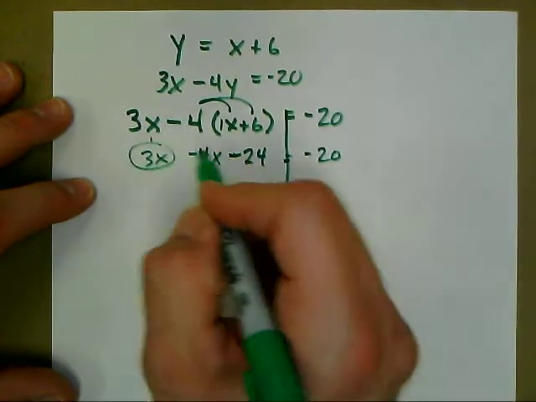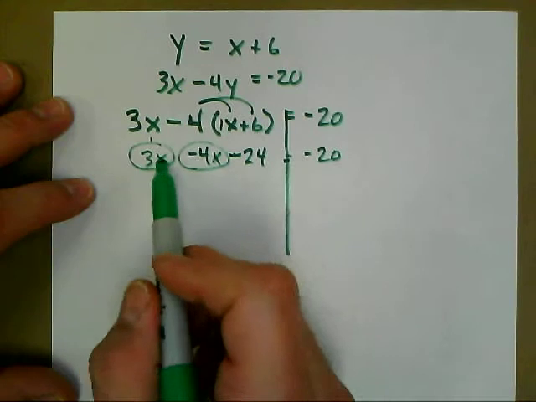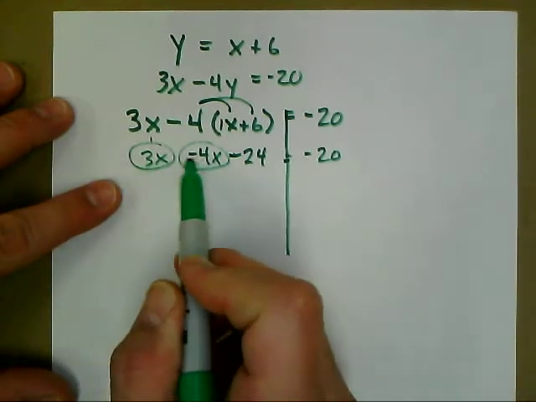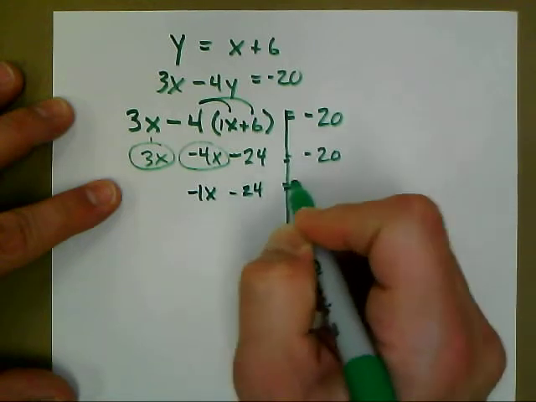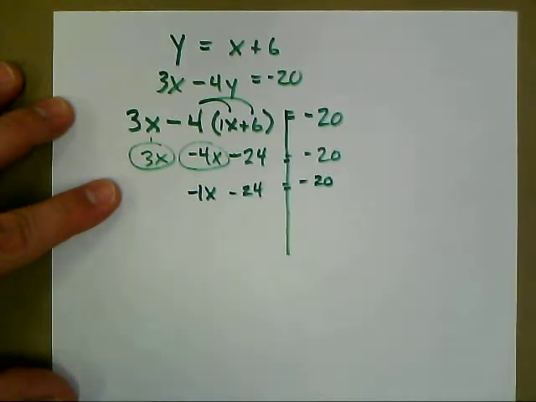Well, I can combine like terms. I have those two terms because they both have an x. I can add them together. And when I add them together, I get negative 1x. Bring down the 24, bring down the negative 20.